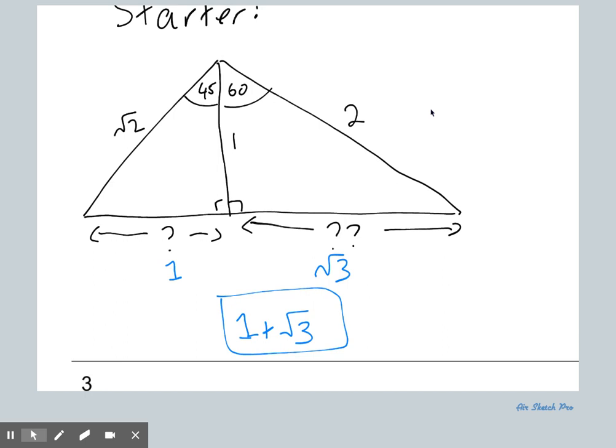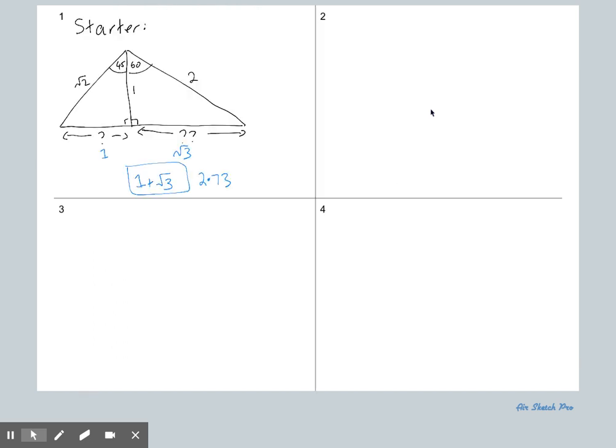3, 2, 1. Okay, so 2.73. 2.73, yep, to 3 significant figures. So that's okay. That's the side length to 3 significant figures. Now, for really good reason, I'm just going to leave that. That's like your starter problem, but we're actually going to come back to it later in the lesson for really good reasons. So I'm about to do a bit of a non sequitur and skip to something else.